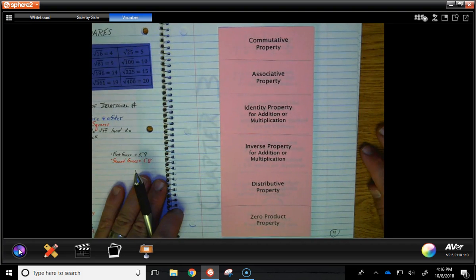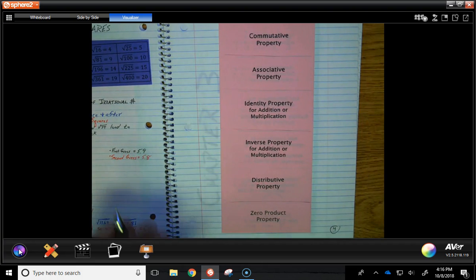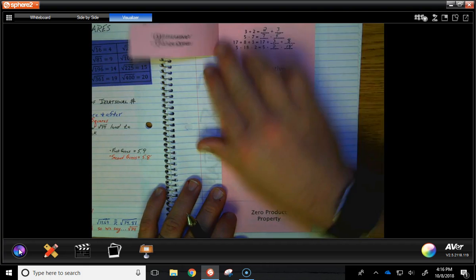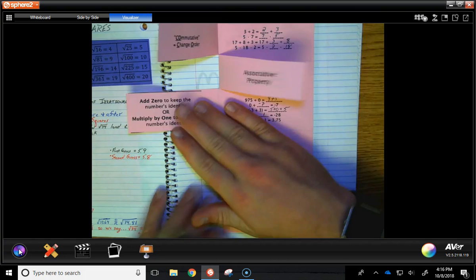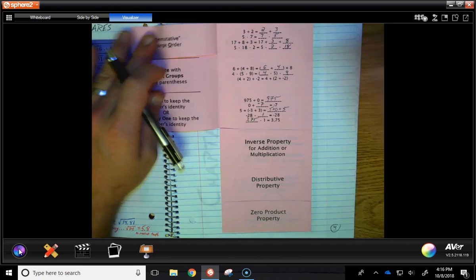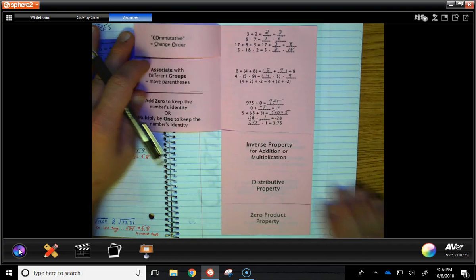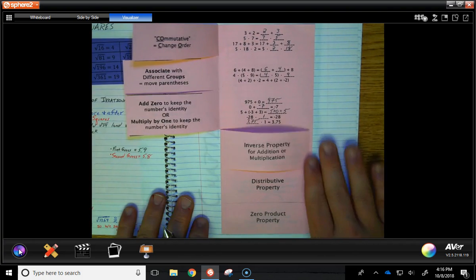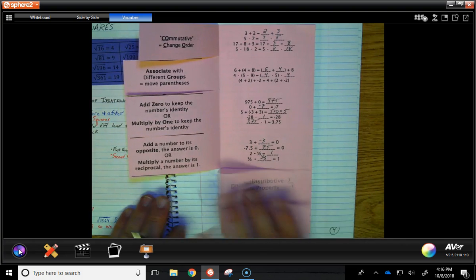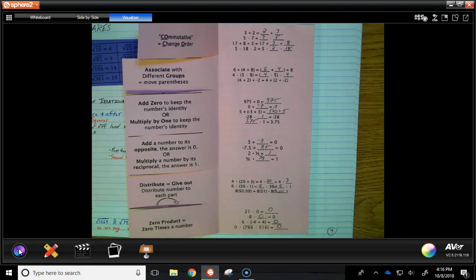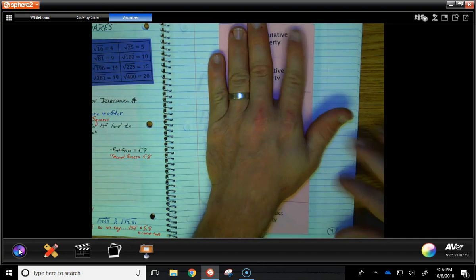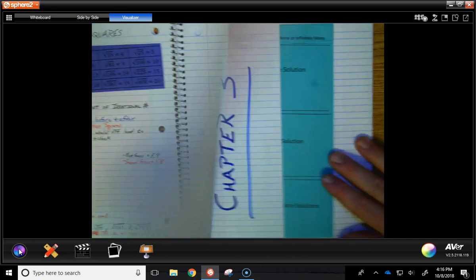On this page, we should have had what the commutative property, associative, identity, inverse, distributive, and zero product is. We have our examples in there. If you need any of these, please see me and I will give them to you. Or you can pause this. I guess I'll flip it open real quick. Inverse, distributive, and zero property. You can remember, you can pause this video at any time to see.